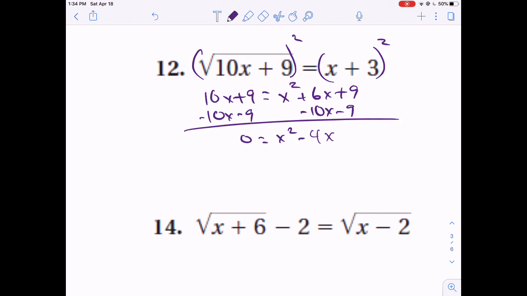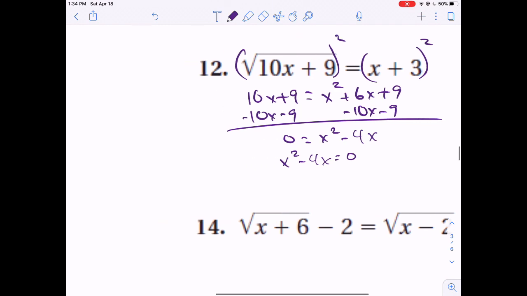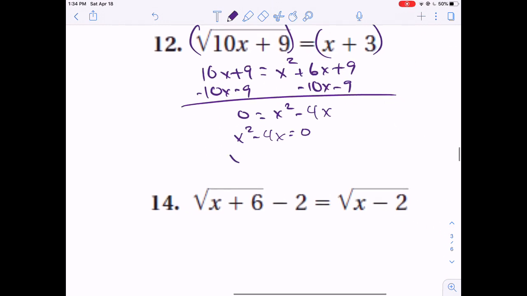Now, you have to factor this all the way so I can factor out an x. So I have 0. In fact, let me just do this for you. I have x squared. It's always nicer to see it this way. Minus 4x equals 0. I can factor out an x from both of those. So I take out an x. I have x minus 4.